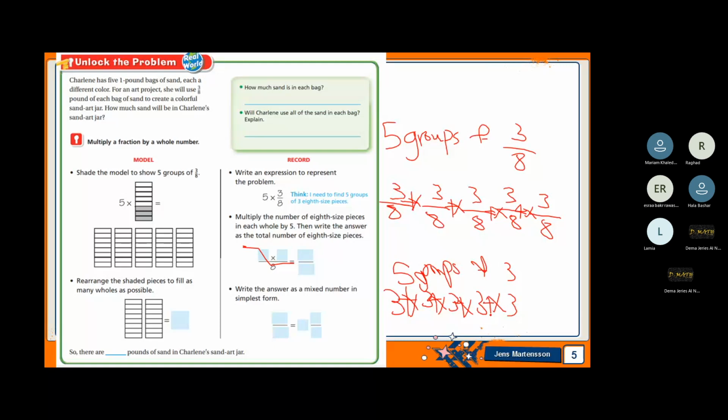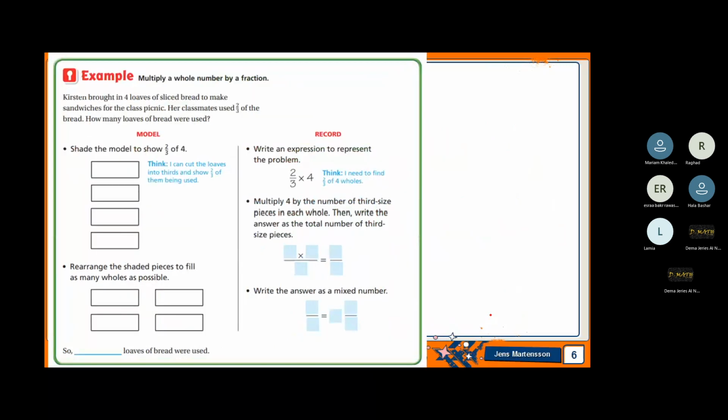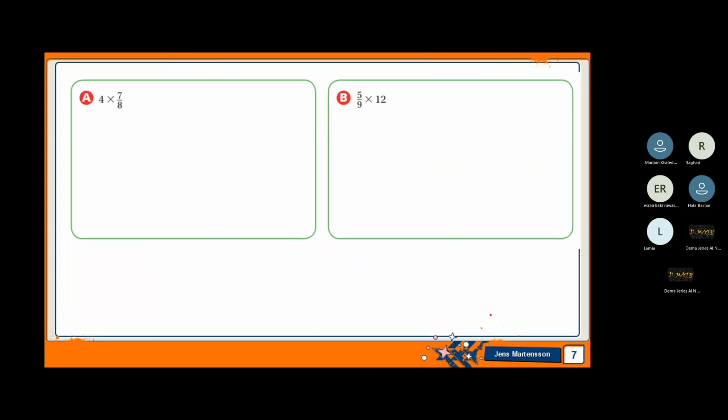But shall I every time draw a graph and shade in order to multiply? No. Let's see now an easier way to multiply a fraction with a number. As you see here, we have 4 times 7 over 8. I explained what I mean by multiplication in a graph, but not every time I ask you to multiply a whole number with a fraction do you have to graph, shade, and count. Now let's see an easier way.